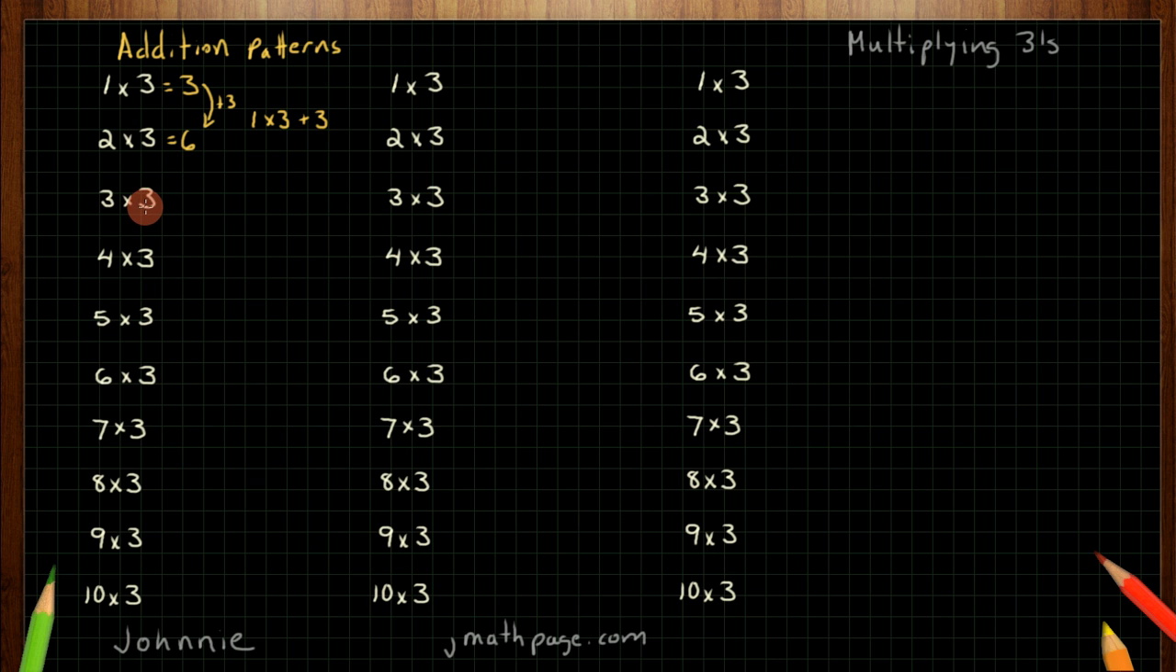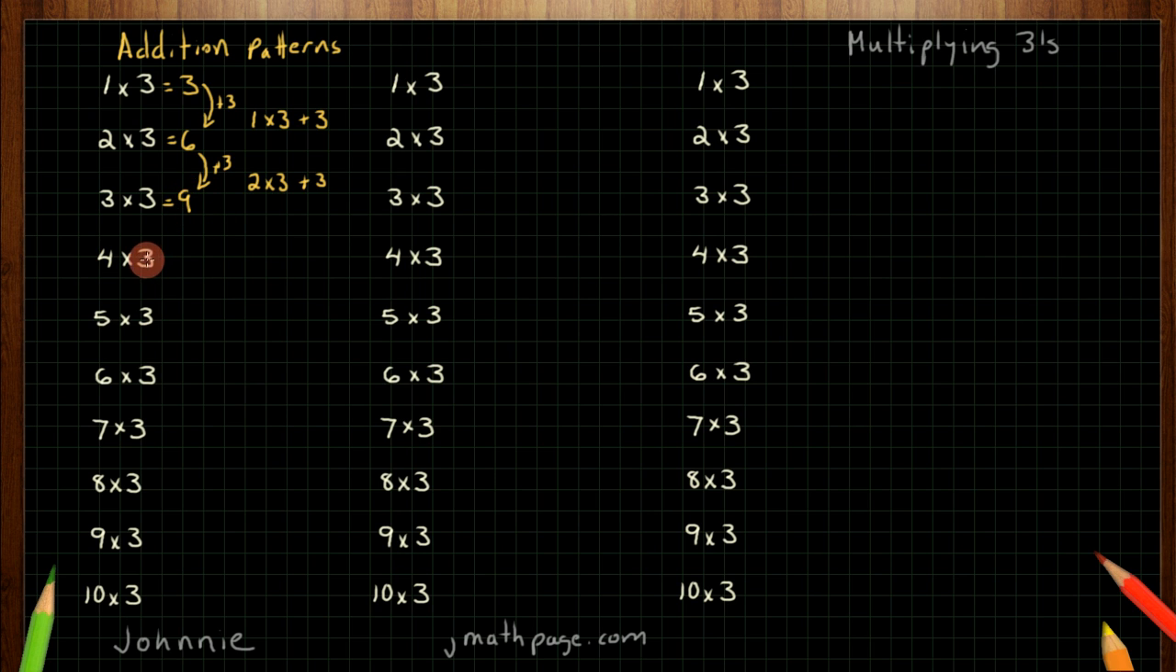Let's look at 3 times 3. 3 times 3 is going to be 1 more 3 than 2 times 3. Here we only have 2 3's. Here we'll have 3 3's. So we could think about it as 2 times 3 and 3 more. Okay? So 2 times 3 was 6, and we add 3 more. 6 and 3 more will give us 9.